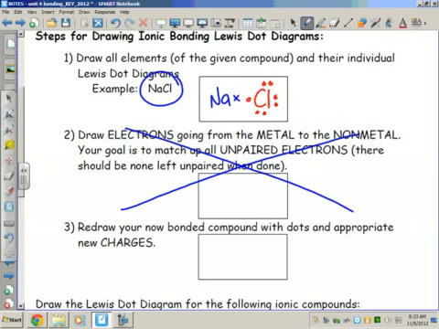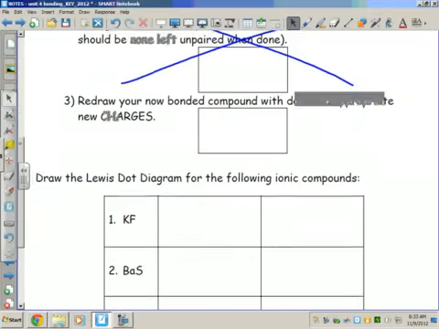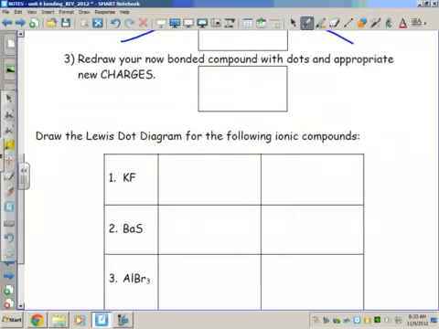So, like we said, there's a transfer of electrons from the metal to the nonmetal. So we're going to draw an arrow showing the electron leaving sodium and attaching to chlorine and forming a chloride ion. So we're going to skip over step 2. Now we're going to redraw this as the ionic compound after the transfer has been made. And one of the things with ionic compounds is we need brackets and charges.